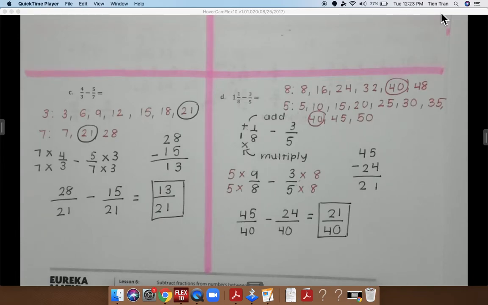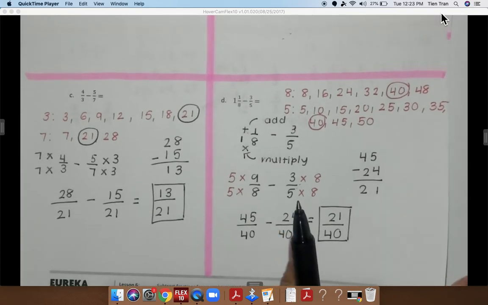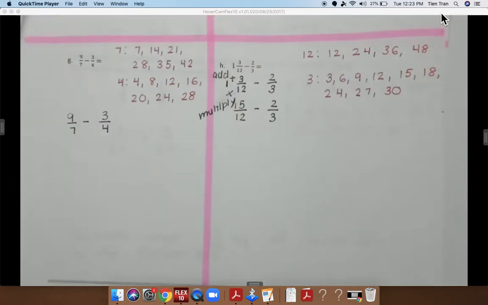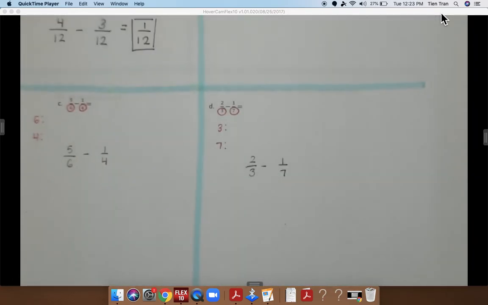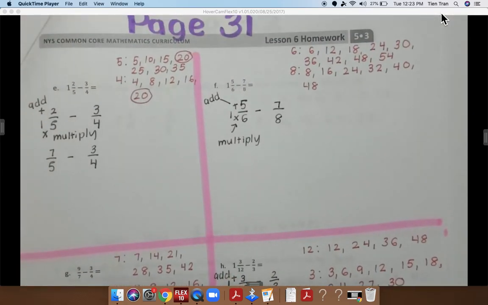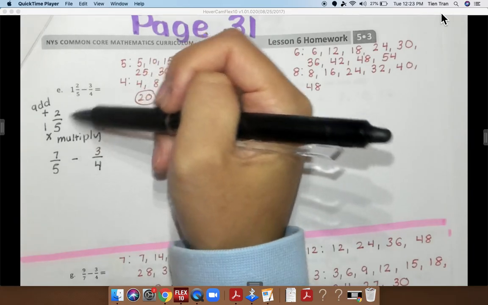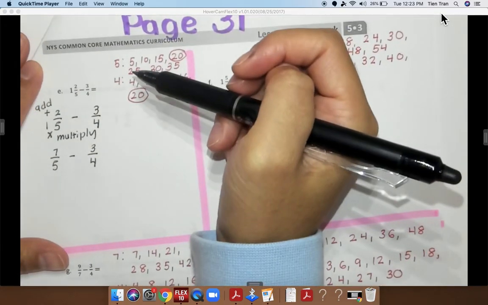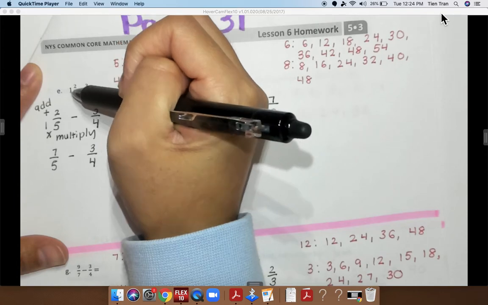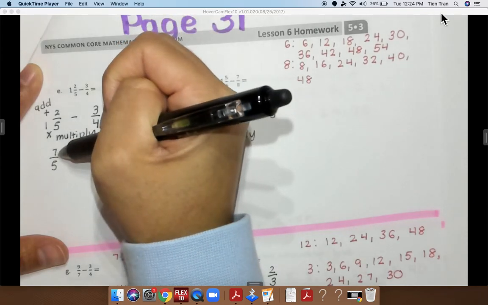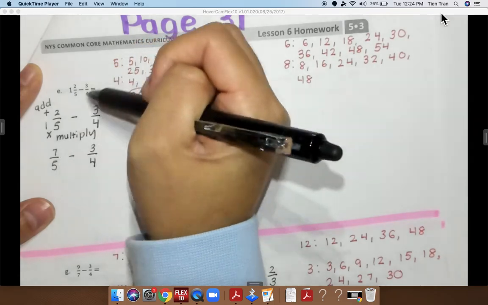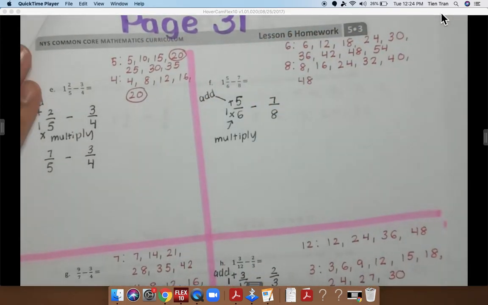And then I'm going to be turning the page to the next page. For the next page, I have problem E. For problem E, I have 1 2/5 minus 3/4. So what I'm going to do is multiply to change it back into an improper fraction. So 5 times 1 is equal to 5, plus 2 is 7, and my denominator is going to be 5. And I leave 3/4 the way it is.